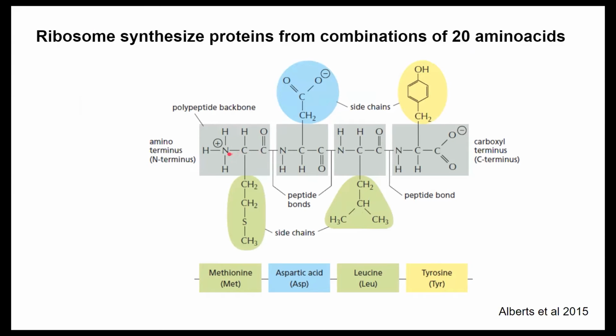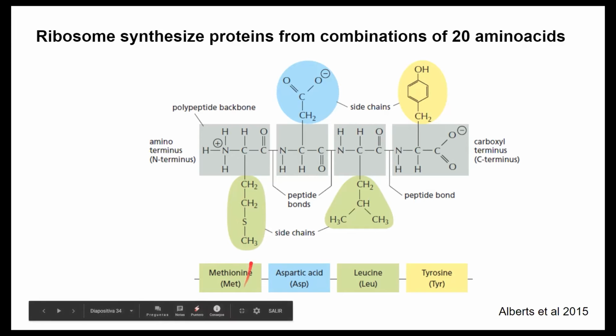Now they are called amino acids because they have an amino group and a carboxyl group, which is an organic acid. They also have a side chain here that can be of different compositions, and that's what makes them different in the end, the side chain. So methionine will have this structure in the side chain. The aspartic acid has this structure, the leucine and tyrosine.